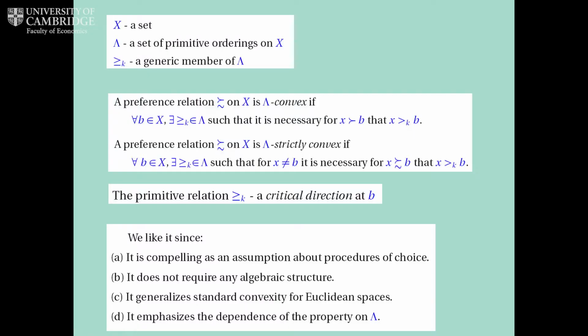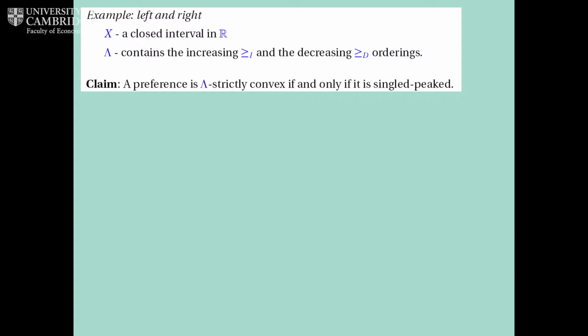Number two, it does not require algebraic structure. The standard convexity notion requires that you talk about A and B, and something between. Something between is determined by some algebraic structure, so that you can say that C is between A and B. Here, there is nothing like that. As you will see in a second, it generalizes the standard convexity notion of Euclidean spaces, and it also emphasizes the dependence of the property of convexity on what the set lambda is, namely, what is the set of the considerations that play a role in the reasoning or deliberation of the agents.